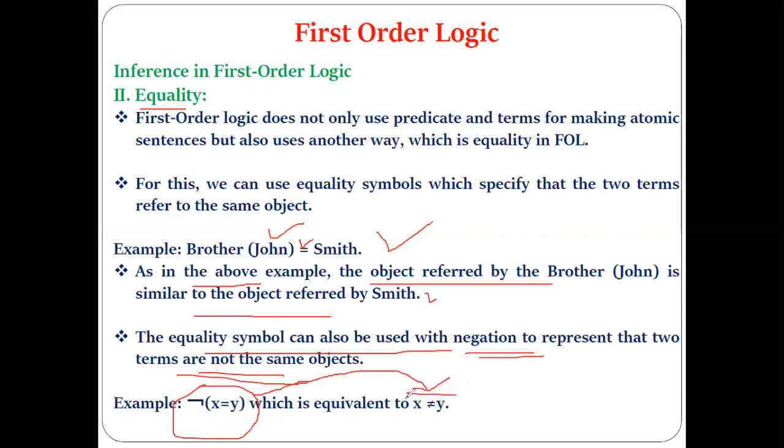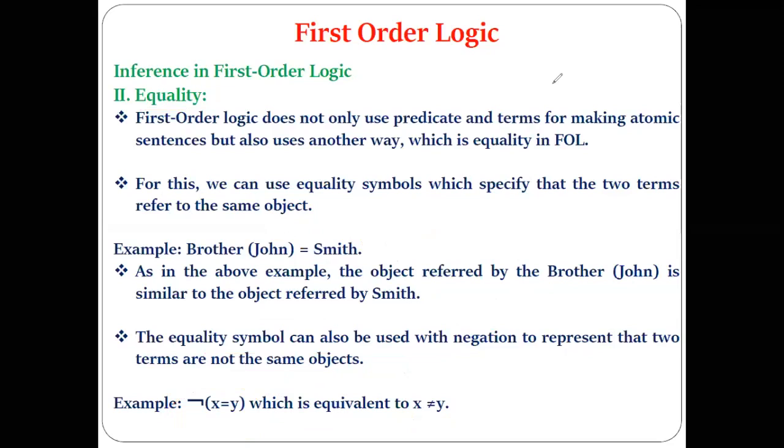Both of these things are similar. Negation of x equal to y is similar to x not equal to y. Understood? Yes, sir. So we can use the equality to show some particular similar part, and we can also utilize negation. We can also utilize the equality to show some particular part which contains the negations also. Okay.